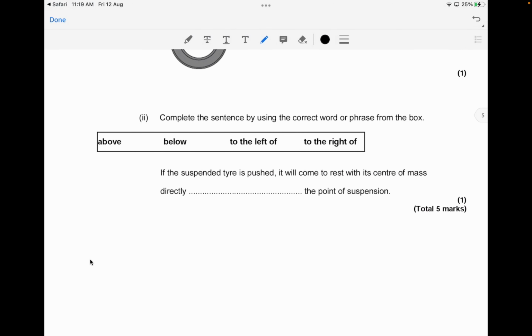Now, if the tire is pushed, it will come to a rest with the center of mass directly, let's say, below the point of suspension. I've usually seen this type of question being asked in some of the past papers. So do learn this: when something is suspended, it will come to rest with the center of mass directly below the point of suspension. That's a key point that you guys have to take down when dealing with these types of questions. Alright, let's move on to the next question.